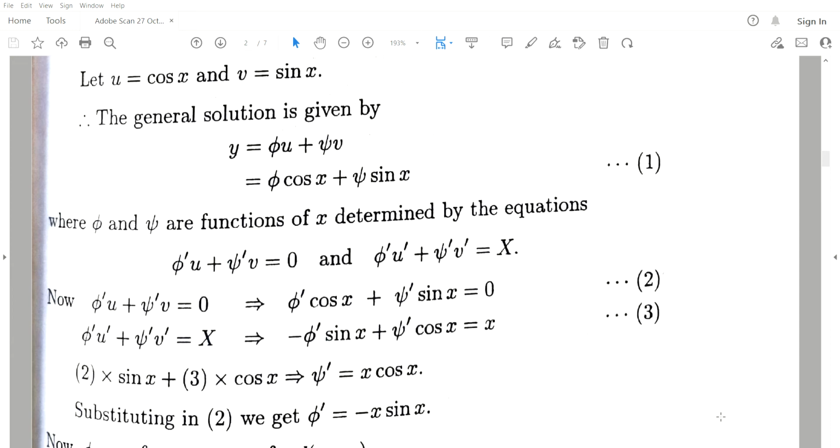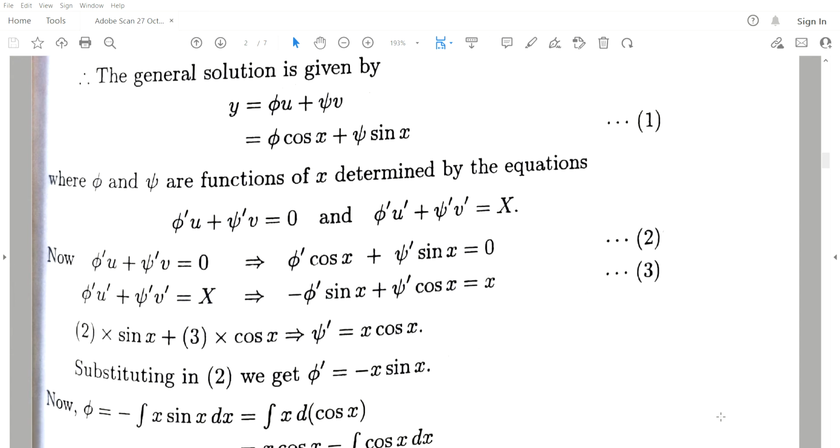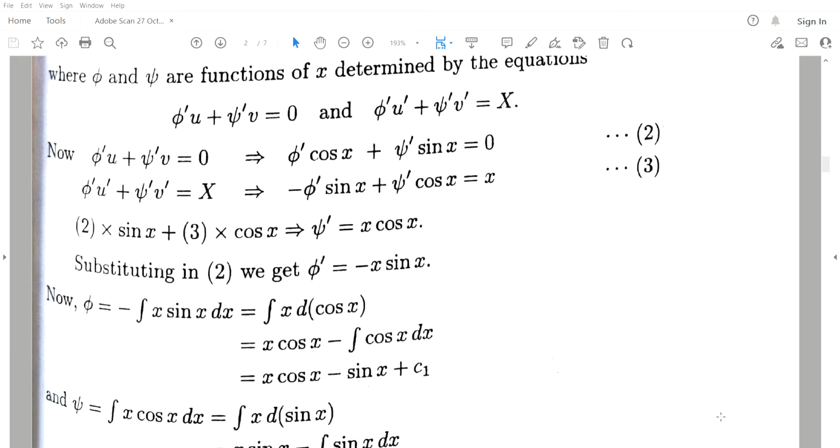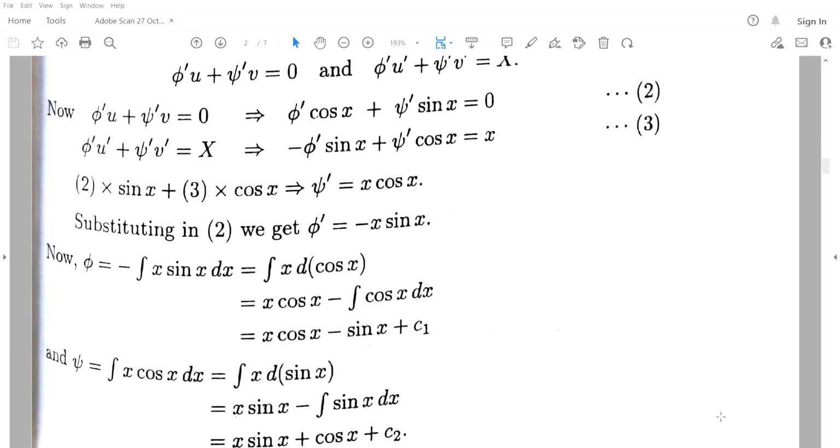What will be the second equation? Phi dash u dash plus psi dash v dash. That is phi dash cos x plus psi dash sin x is equal to 0, and another equation is phi dash u dash plus psi dash v dash is equal to the right hand side. We know u is equal to cos x, therefore u dash is equal to minus sin x, therefore minus phi dash sin x, and v is equal to sin x, therefore v dash is equal to cos x, therefore psi dash cos x is equal to the right hand side, which is given as small x. Therefore these 2 and 3 equations are equations in phi dash and psi dash.